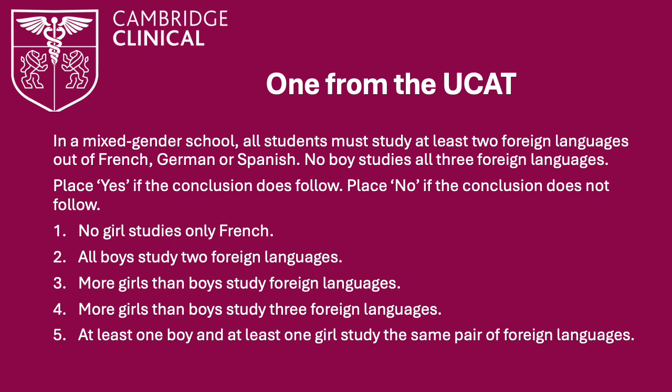The either-or statement is the fact that students study either French, German or Spanish, and our negative premise is that boys do not study three foreign languages. Your job in these questions is to figure out what the conclusion, C in my previous example, ought to be. So how do we go about this?